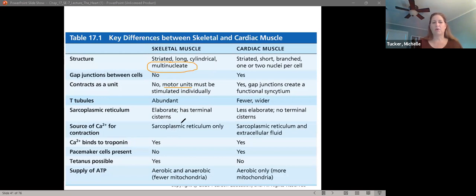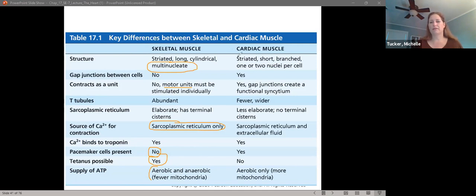Calcium comes only from the sarcoplasmic reticulum in skeletal muscle. It does not have pacemaker cells. It can have tetanic contractions, and it relies on both aerobic and anaerobic metabolic methods for energy production.